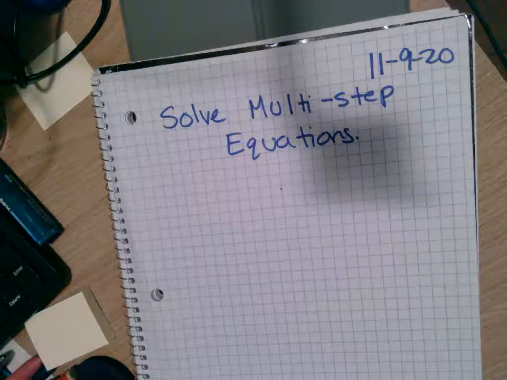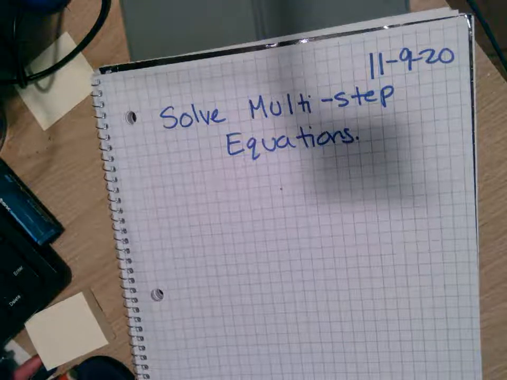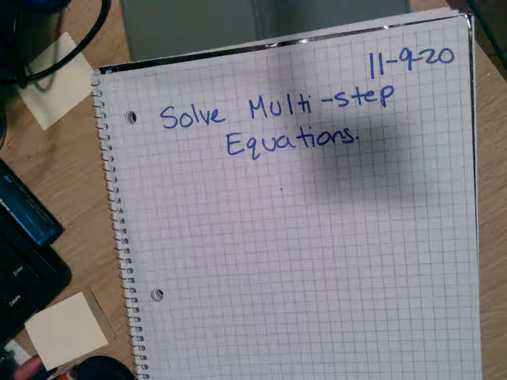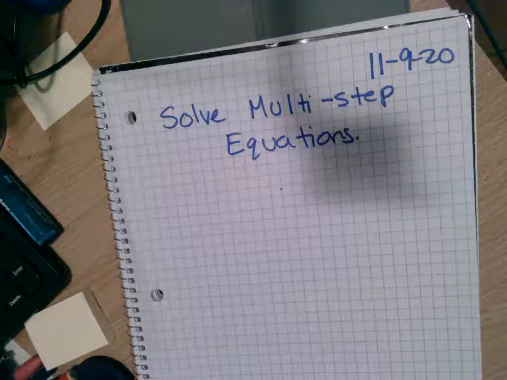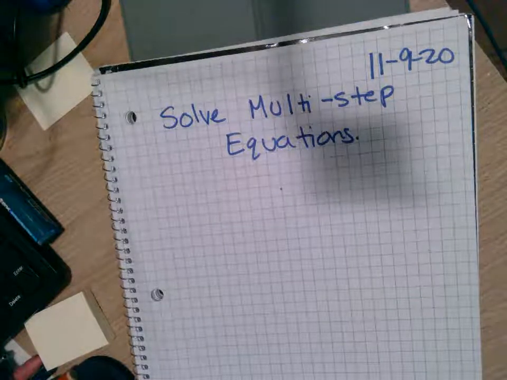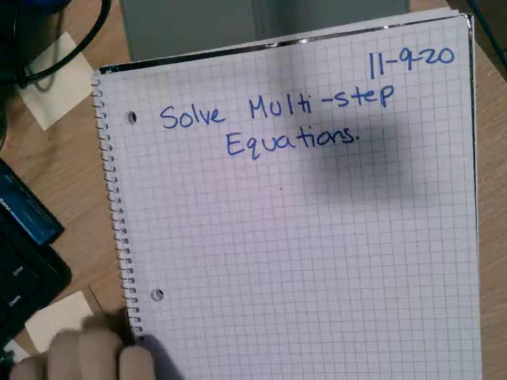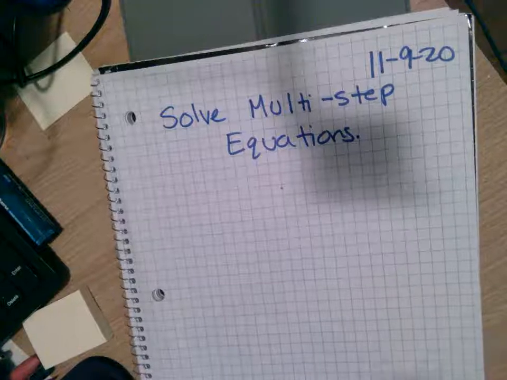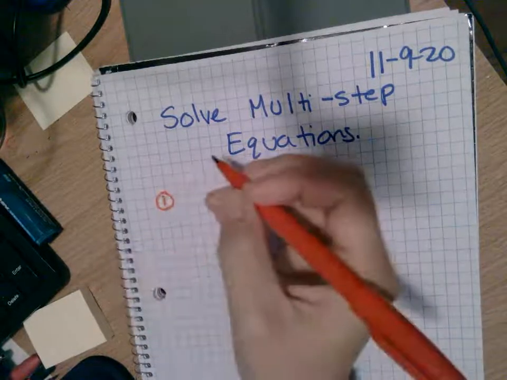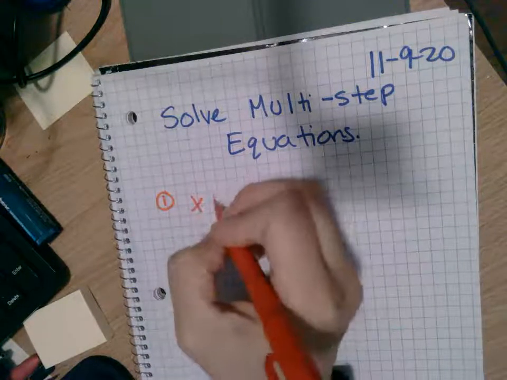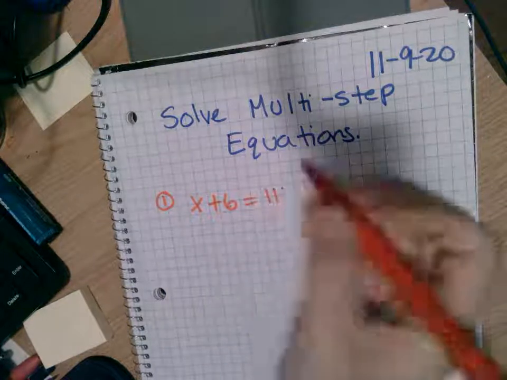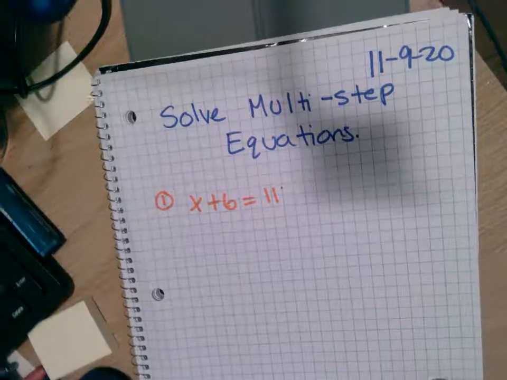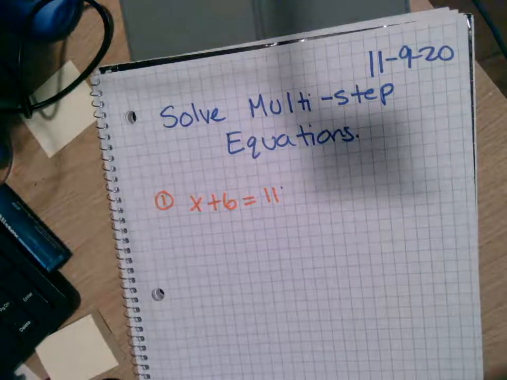They're called multi-step because it takes a couple of steps to solve it. Okay, so make sure you're writing this down. Now, the first thing I taught you back in the end of October was one-step equations. One-step equations look like this, right? It takes you one step to solve it.